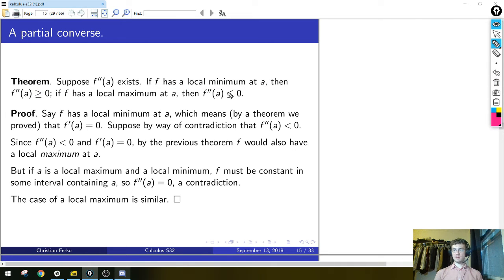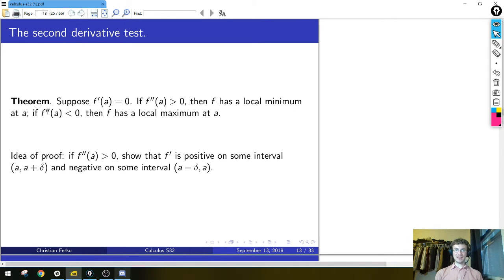And the same thing is true if you flip the sign. If it's a local max, then less than or equal to 0. Okay, why is this true? The proof is very easy. It actually just uses the theorem. This is an interesting theorem because it almost proves a converse to itself, right?